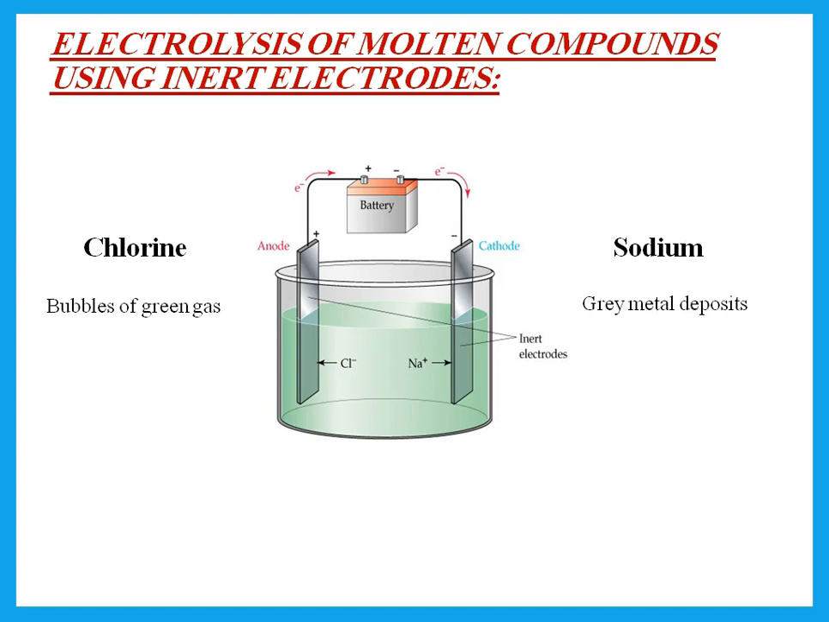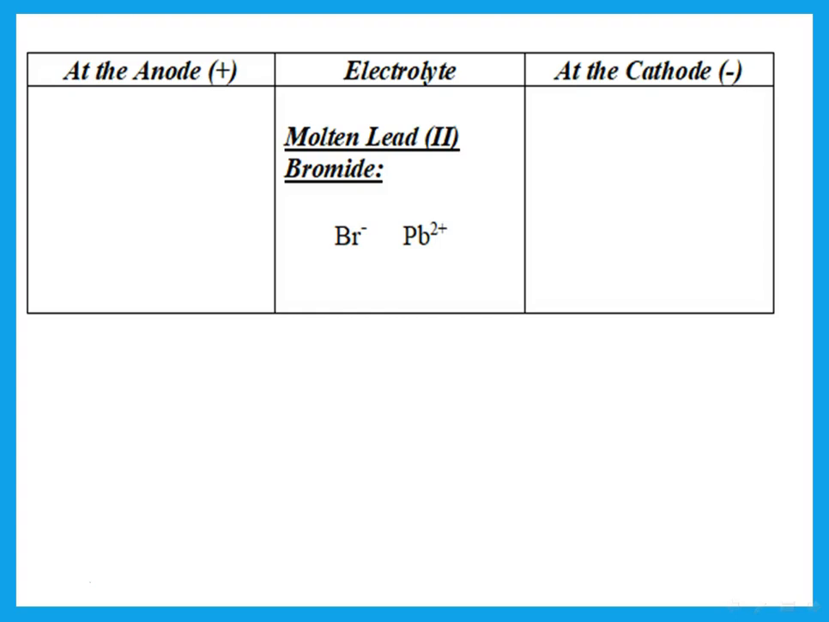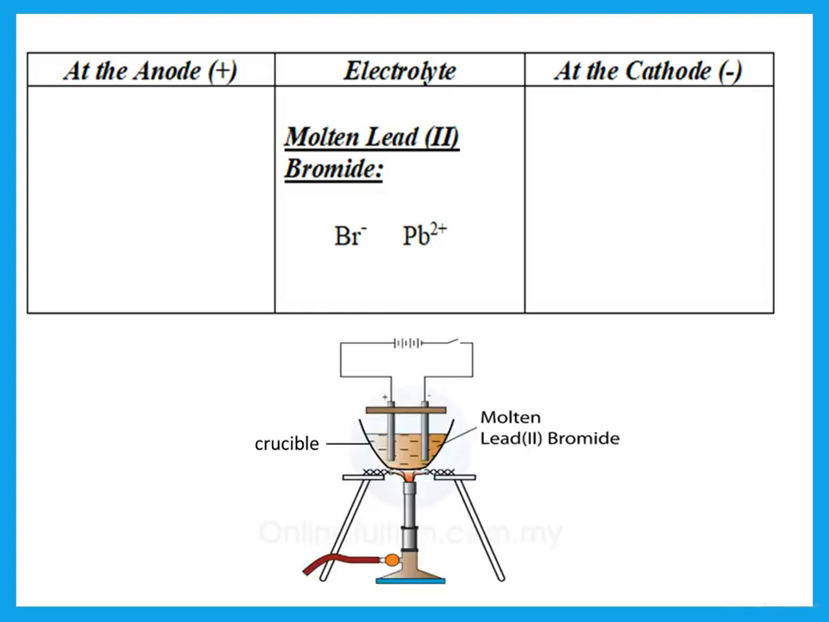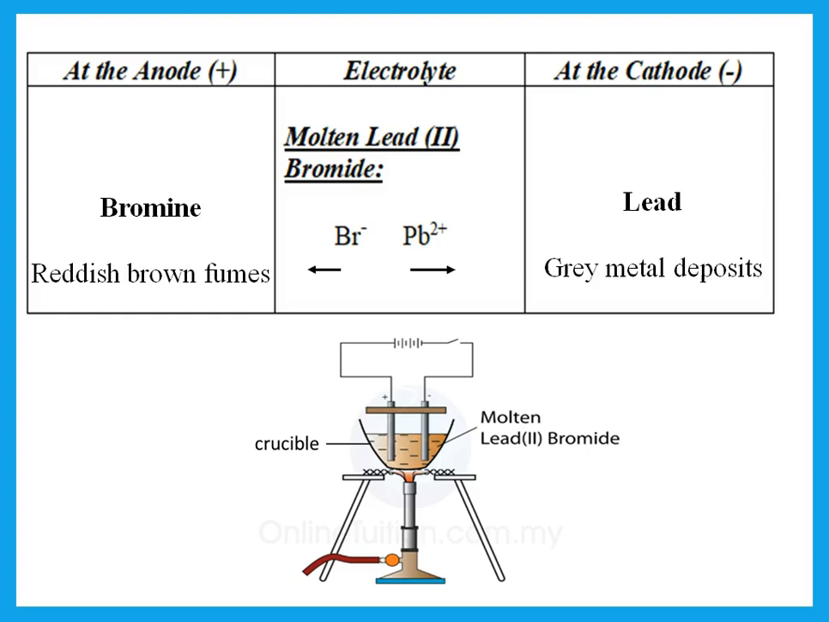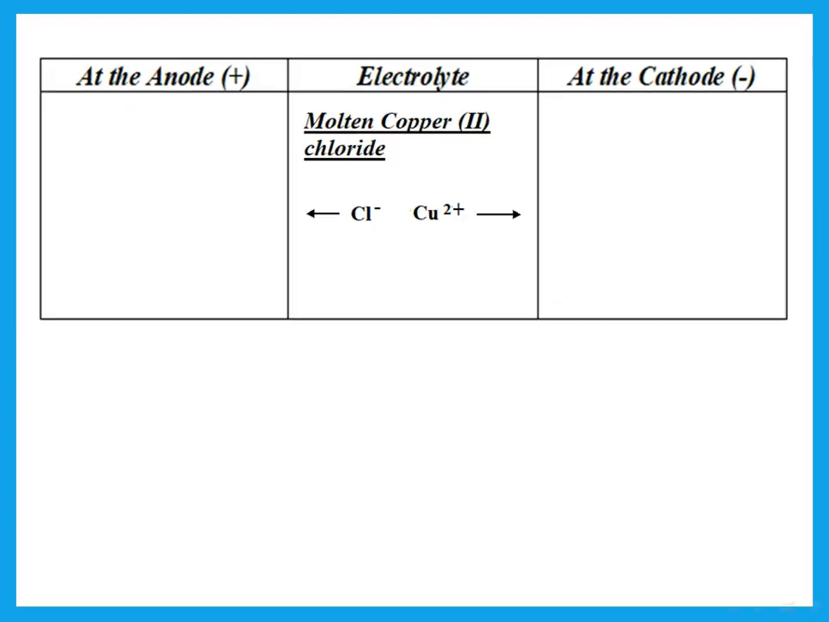Chlorine is a green gas, so if he says what is observed, it is bubbles of green gas, while at the cathode, it is a gray metal that deposits. If I have molten lead bromide, again, molten means I heated it until it melted. Now, it is the bromine that will form at the anode, so I will see reddish brown fumes. Remember that the product at the anode is bromine, not bromide. Now, at the cathode, the product is lead, and that means a gray metal deposit.